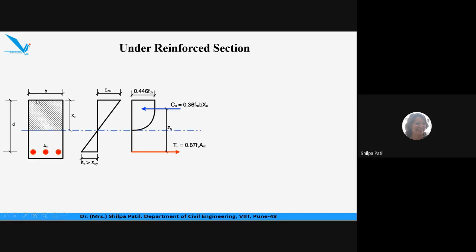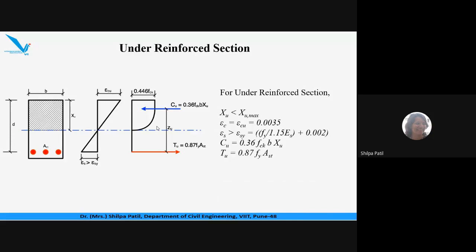This is a beam having width B and effective depth D, with the depth of neutral axis indicated by Xu. This is the strain diagram and this is the stress diagram. In the previous lecture, we discussed the same diagram and checked the values for the balanced section and calculated the design constants. Today, we will see the under reinforced section, with the values of various parameters for the beam cross section, the strain values, and the stress values.